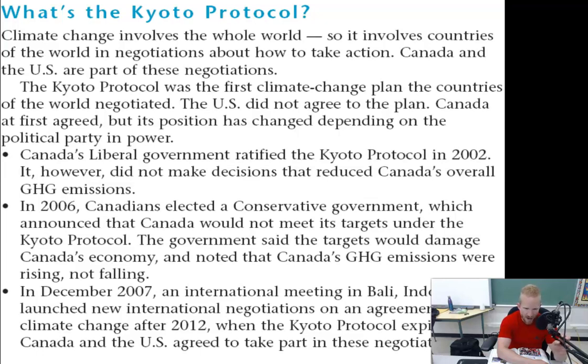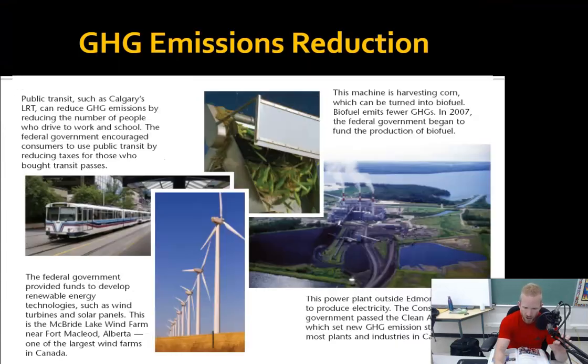Canada's Liberal government ratified the Kyoto Protocol in 2002. It, however, did not make decisions that reduced Canada's overall GHG emissions. So in 2002, Canada's Liberal government said, yep, we agree with the protocol, but it didn't do anything about it. In 2006, Canadians elected a Conservative government, which announced that Canada would not meet its targets under the Kyoto Protocol. The government said that the targets would damage Canada's economy and noted that Canada's GHG emissions were rising, not falling. In 2007, an international meeting in Bali, Indonesia, launched new international negotiations on an agreement to fight climate change. After 2012, when the Kyoto Protocol expires, Canada and the U.S. agreed to take part in these negotiations.